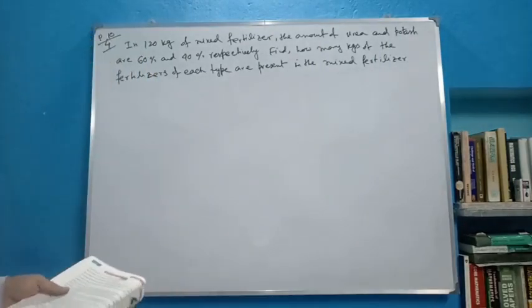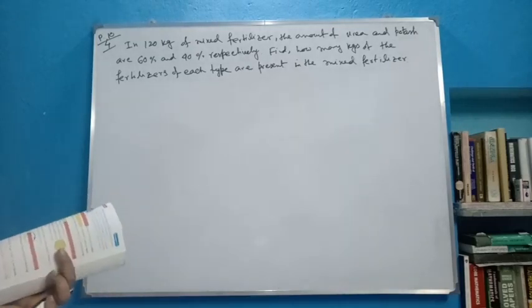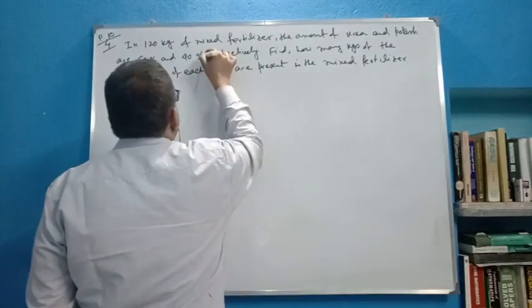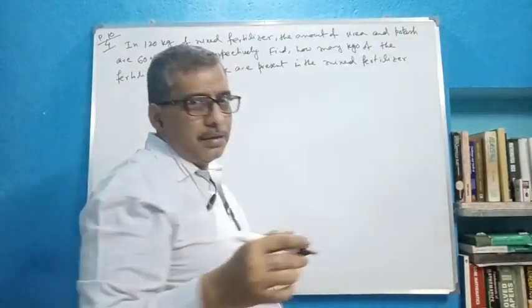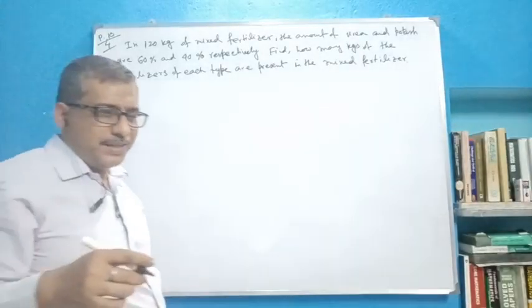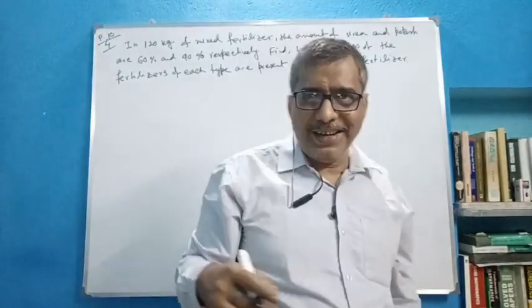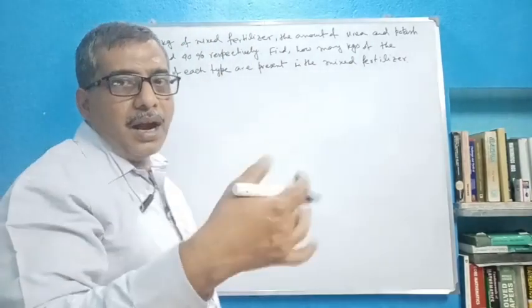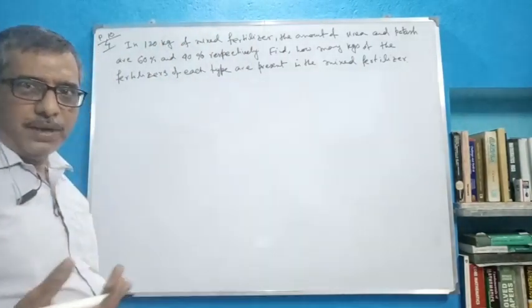60% and 40%. Percentage means per cent, that means in 100. Cent comes from century, most probably. Century is known to all of you. Century means 100, obviously. So percent means per 100.